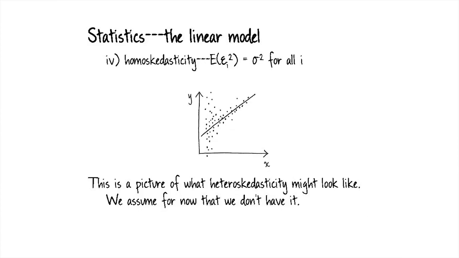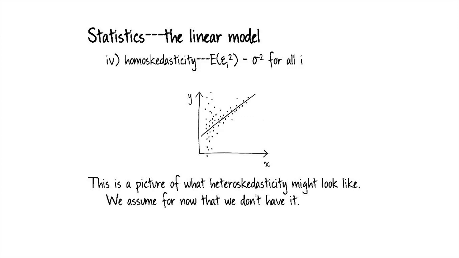Okay, our fourth assumption is homoscedasticity. What is homoscedasticity? It just means that we're going to assume that the variance for all of our errors is equal to sigma squared, for all little i. That's supposed to be little i, but my autocorrect made it a capital I.